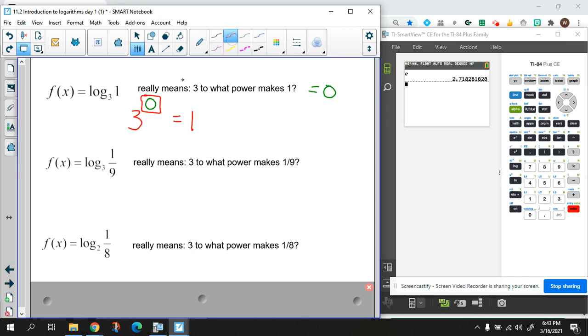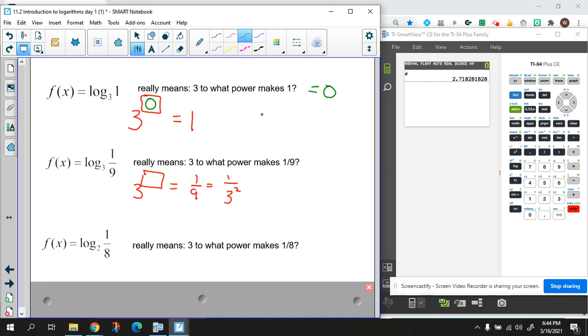Now it gets interesting. We need to find 3 to some power that will create 1/9. So it might be helpful to rewrite this as 1 over 3. Instead of 9, let's write 3 squared. So that's helpful, but you know the answer is not 2. 3 squared is 9, not 1/9.